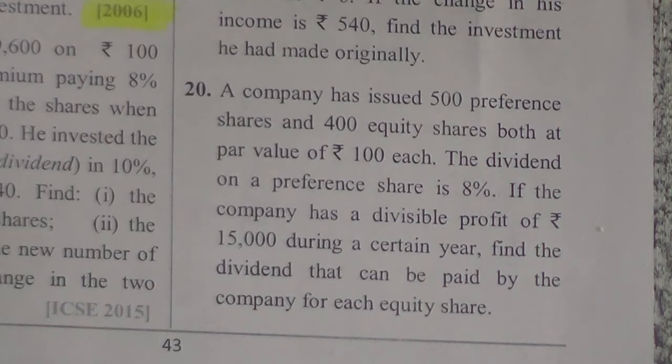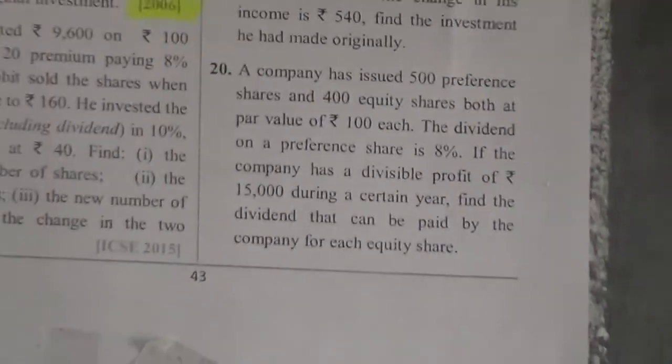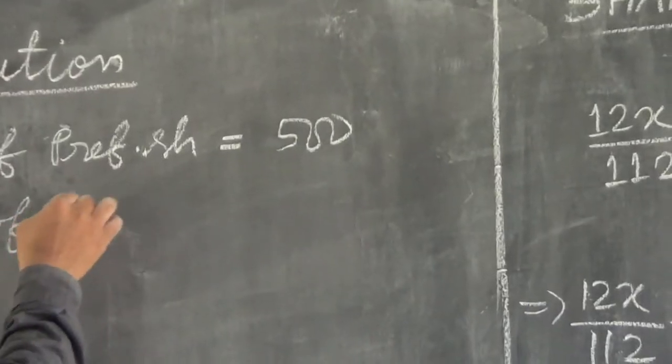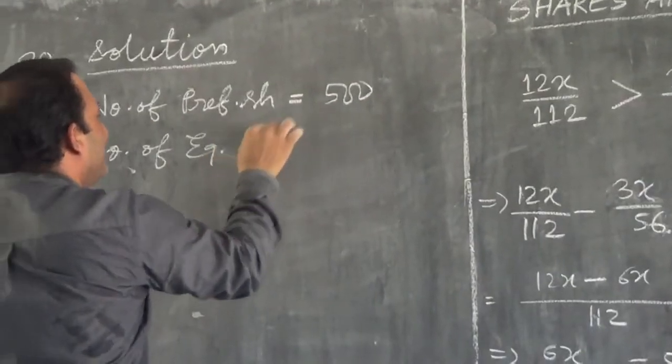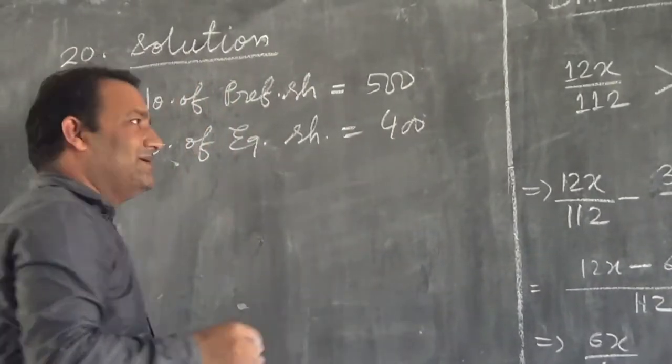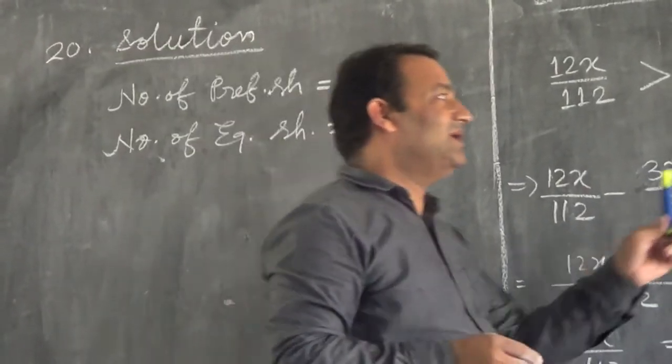Question number 20. Number of preference shares equals 500, and number of equity shares is 400.